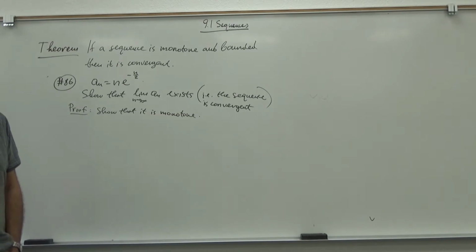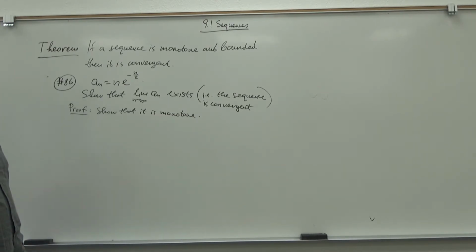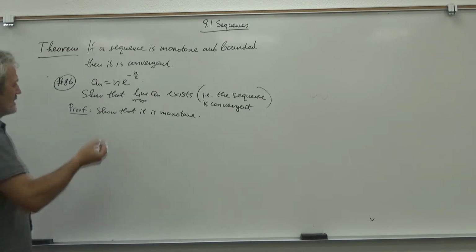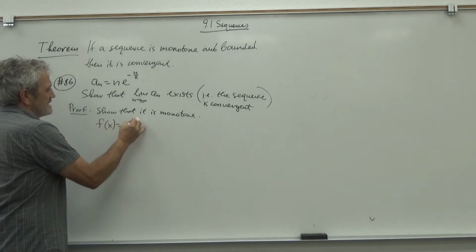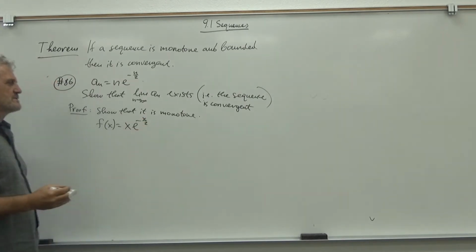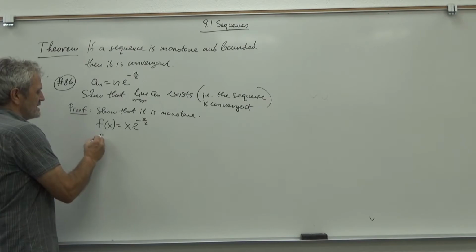Monotone might mean increasing or decreasing. One of the best ways to show that a function is monotone is to use derivatives again, not on the sequence because it's discrete, but on the underlying function. So f of x equals x e to the minus x over 2. Let's see how the derivative of this function behaves.